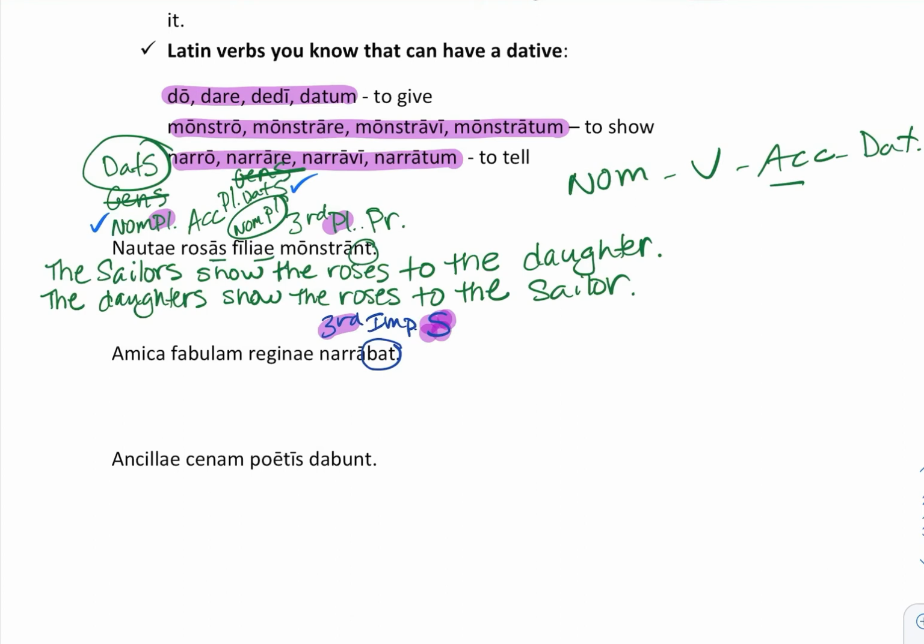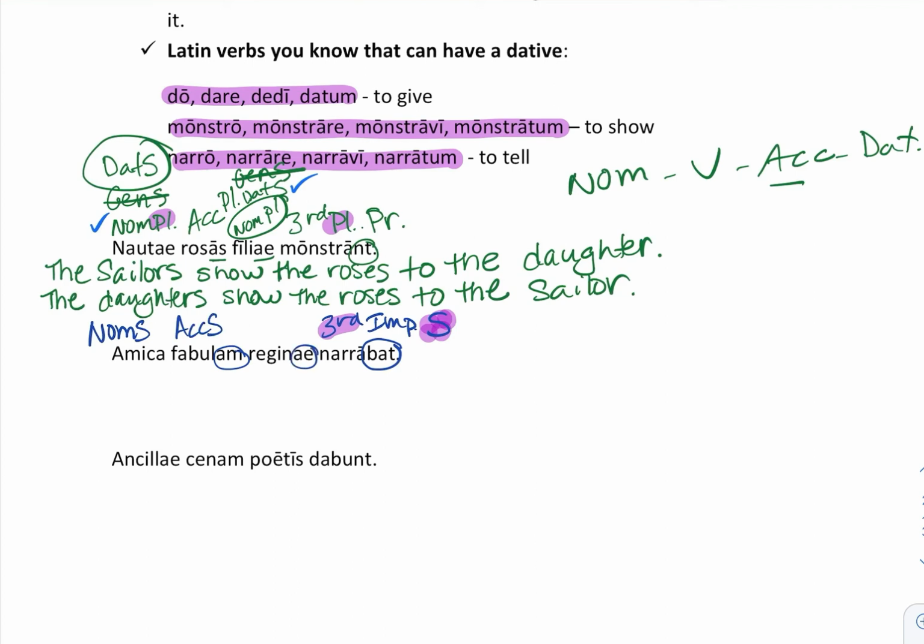Now, amica can only be nominative because if you look in your charts, the only thing a plain old A without a macron can be is nominative, and it is nominative singular. Okay, fabulam. If you look in your chart book, the only thing it can be, remember these charts you have to have memorized by your midterm, so you might as well learn them because it'll be so much faster than looking in your chart books every time. Fabulam has to be accusative singular.